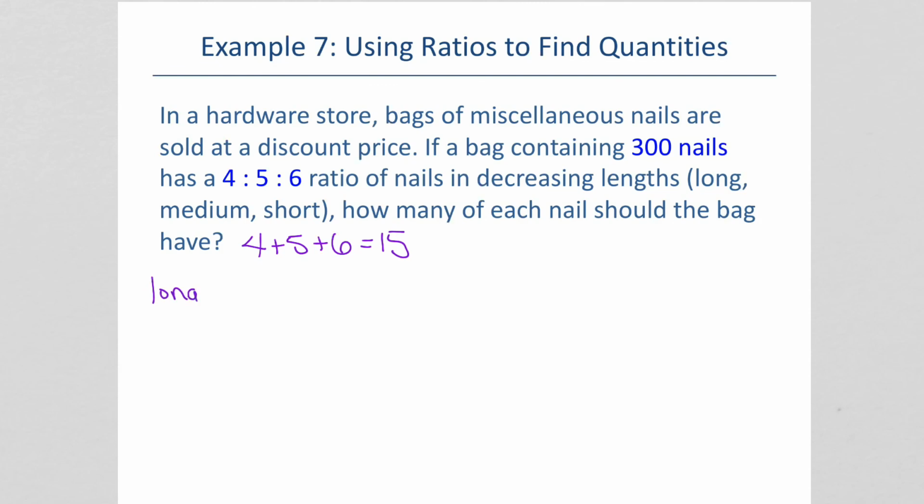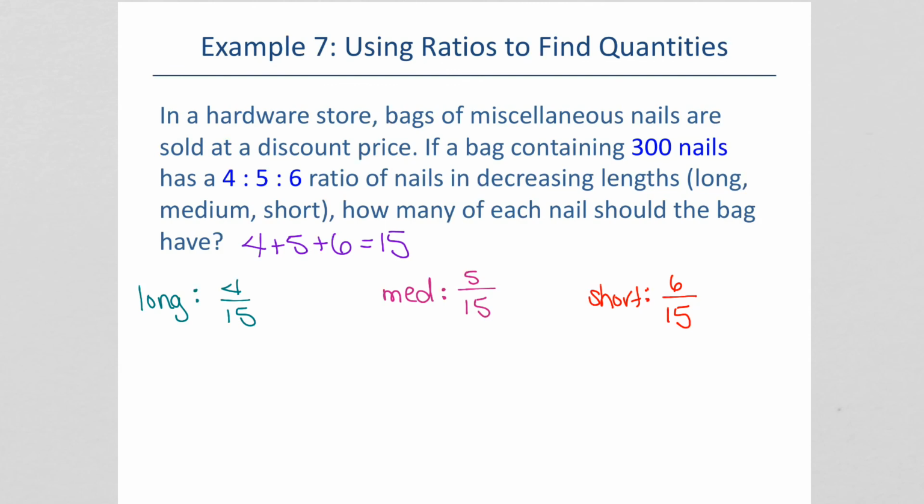So long nails, let's use a different color. Their ratio is 4 to 15. The medium nails, their ratio is 5 to 15. And the short nails, their ratio is 6 to 15. There's a total of 300 nails in this particular bag.